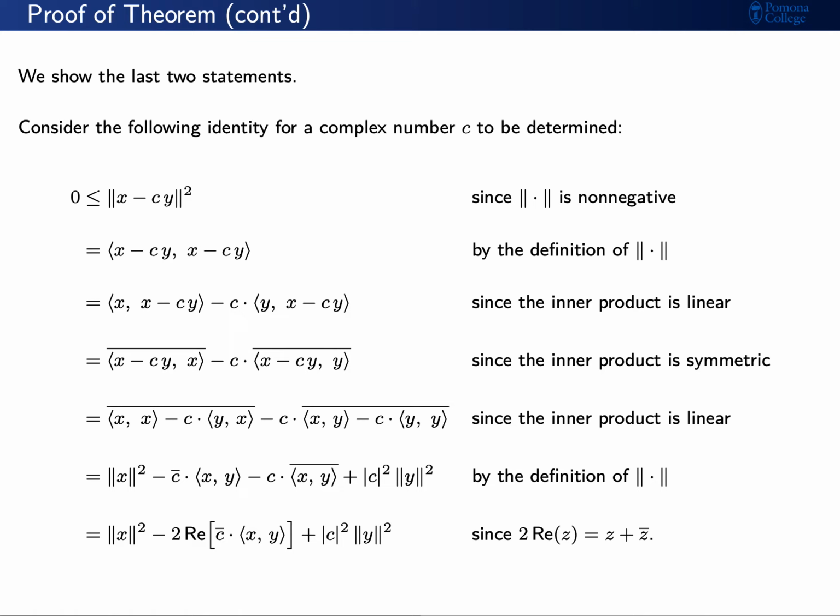Expanding this out in a couple of different ways, we now see that we have this inequality that says 0 is less than or equal to the square of the norm of x minus twice the following product of complex numbers, c conjugate times the inner product of x and y, plus the square of the absolute value of c times the square of the norm of y. You may want to keep this in mind because we will actually use this on homework assignments later.